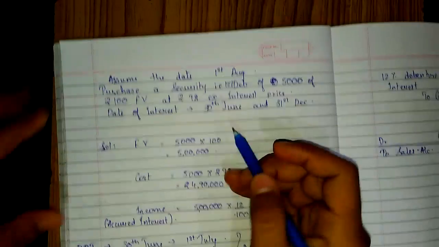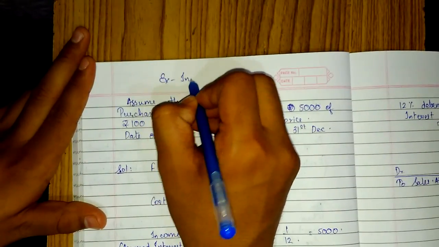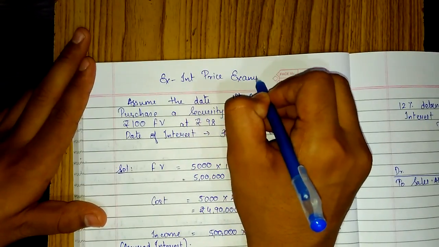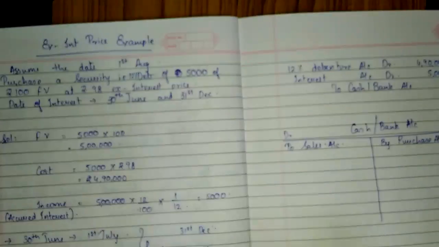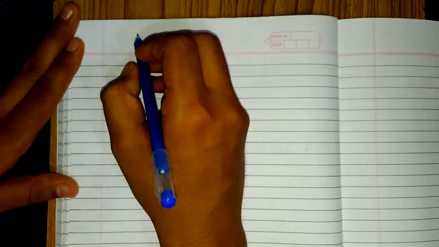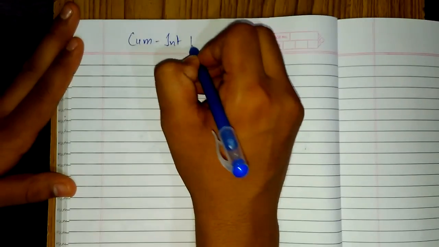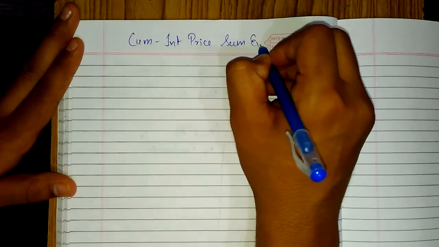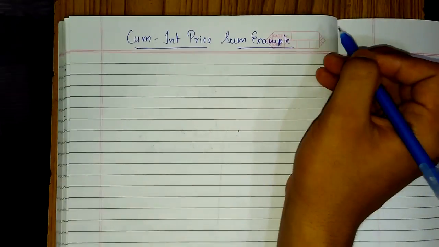Now this was the ex-interest part. If you want, you can write over here ex-interest price example on the top where you have solved this sum. Now we will be seeing the cum-interest price sum example. Okay, we'll take an example.